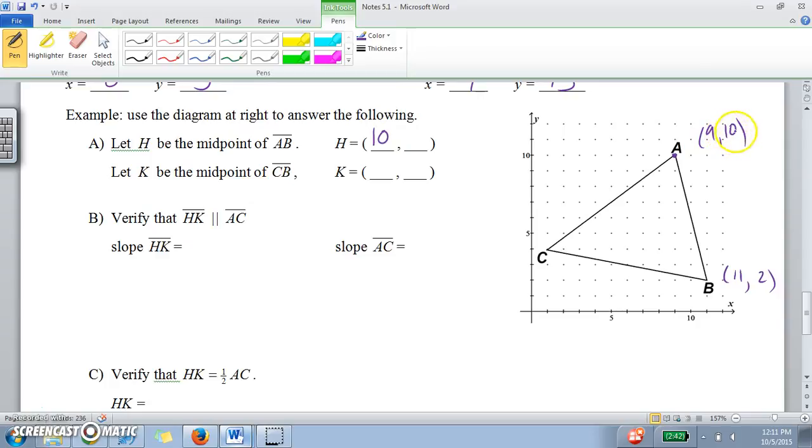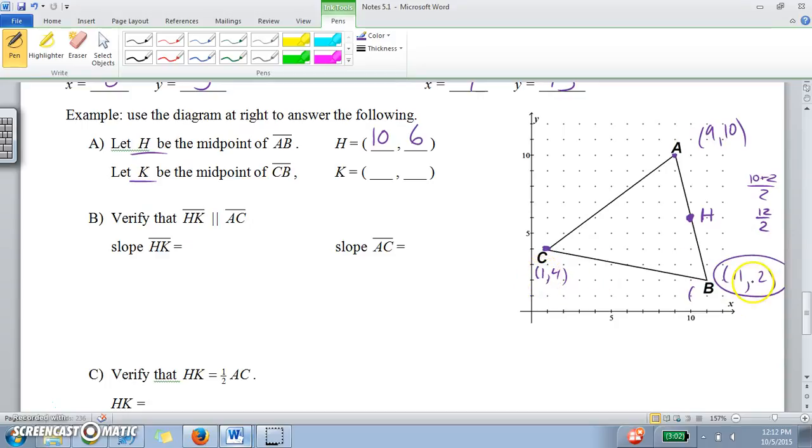And what number is halfway between 10 and 2? So if I take the average of 10 and 2, 10 plus 2 divided by 2 gives me 12 over 2, which is 6. So that's the y coordinate. So 10, 6. This would be point H. It says H is the midpoint of AB. Let K be the midpoint of CB. So C, right here, the coordinates are 1, 4. And B, again, the coordinates are 11, 2.